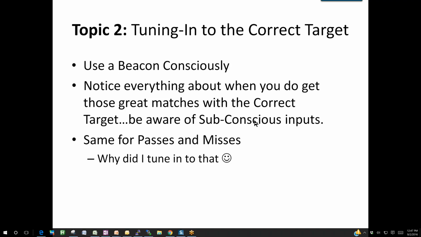Now, same thing for passes and misses. Here, you might ask yourself, why didn't I tune in as well as I wish I had? The objective is always to tune into the correct target. None of us are 100% yet. There's stuff to be learned here, and that's where paying attention to everything that went on is important. Did you rush things more than you should have? Usually you can find something.